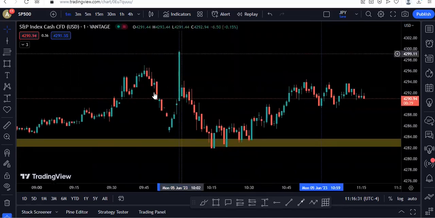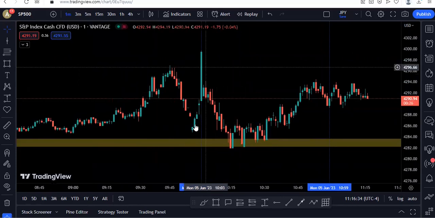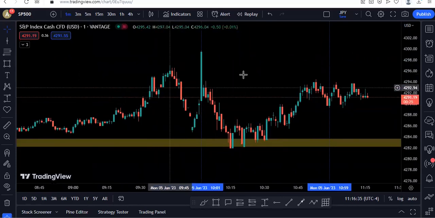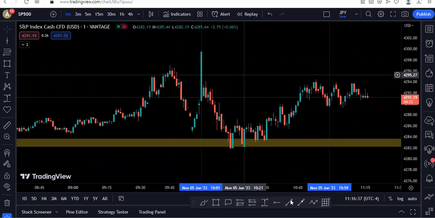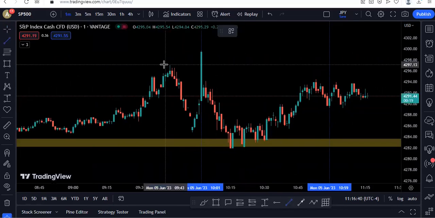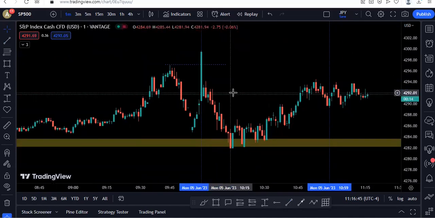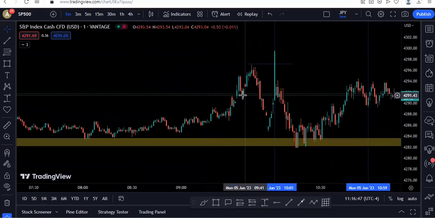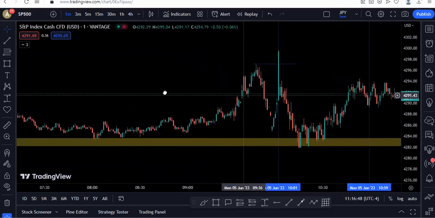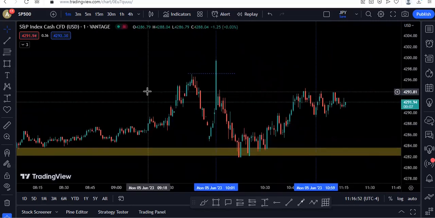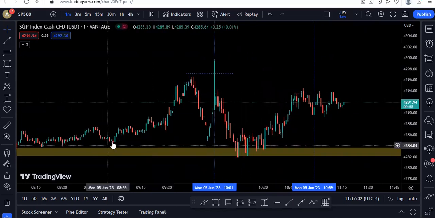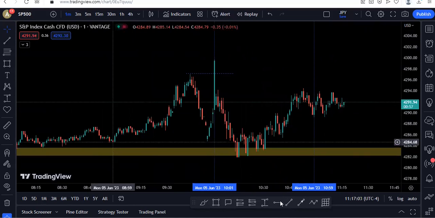We had some news. That's why we had some gaps going on. Second thing you want to do is identify your highs and lows. So right here we have this high. Those are going to be your liquidity zone. The best ones are highs and lows of the days, and also you want to check previous days' highs and lows. In this case, we did have these lows, which was sell side liquidity.